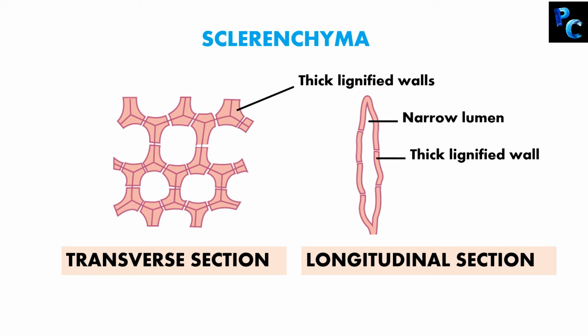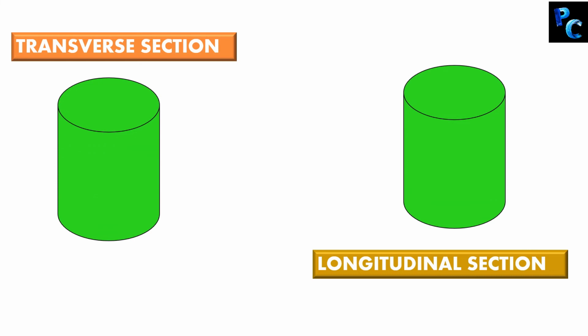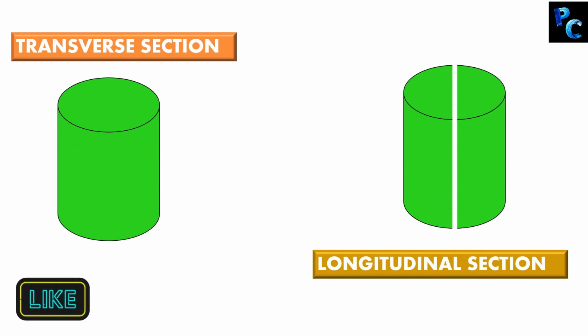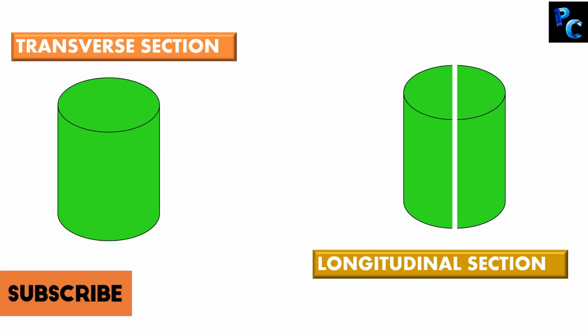So now you know about parenchyma, collenchyma, sclerenchyma. The obvious question which is going in your mind is what is meant by this transverse section and longitudinal section. Let's say we have a cylinder or a stem. If you cut the stem like this from the top to bottom, then it is called longitudinal section. Remember longitudes on the earth? They run from top to bottom, right? Similarly, longitudinal section is formed when we cut from top to bottom, that is vertically.